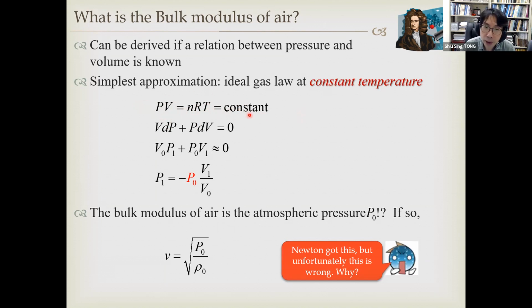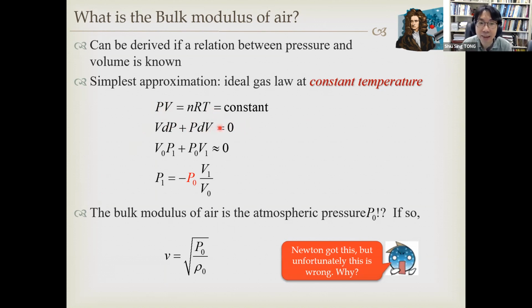Now, if PV is equal to a constant, then I differentiate the left-hand side. The right-hand side is 0 because it is a constant. So when I differentiate the constant, that becomes 0. So by the product rule, when I differentiate PV, it becomes VdP plus PdV, right?